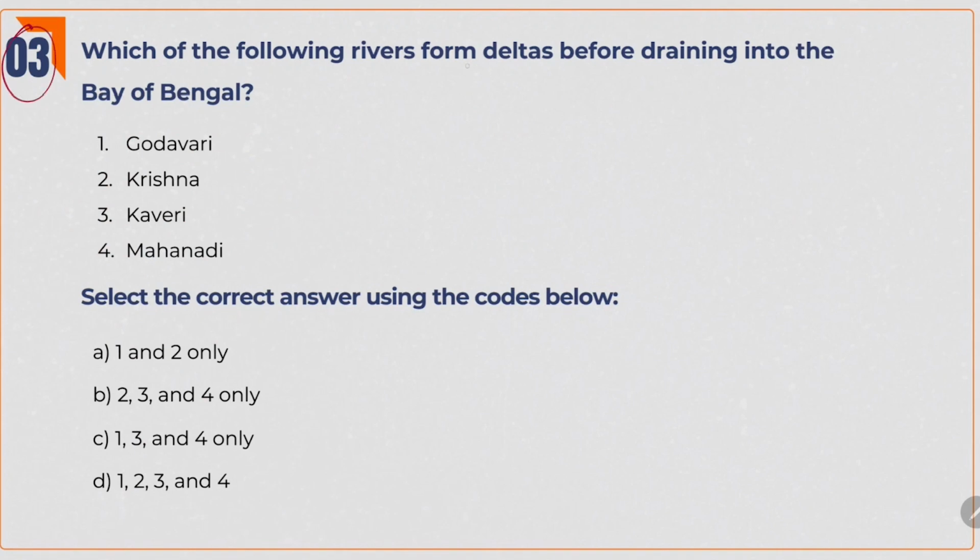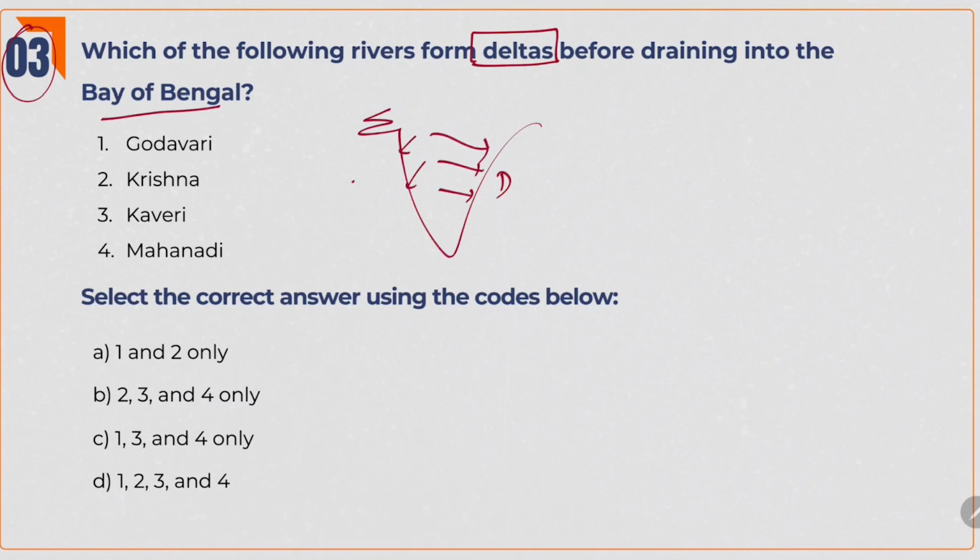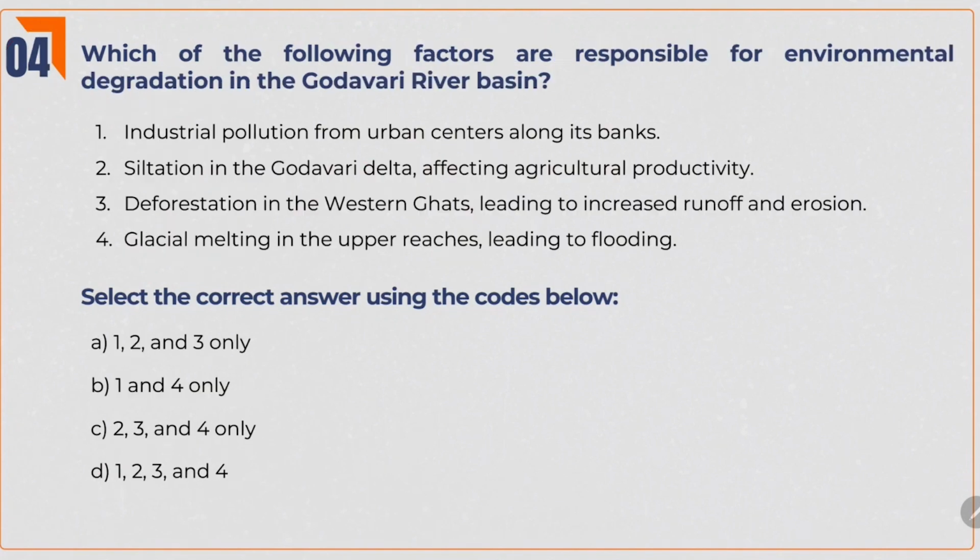Which of the following rivers form deltas before draining into Bay of Bengal? Such a silly question it is. We already discussed that all the east flowing rivers form the delta and west flowing rivers form estuary. Here Godavari, Krishna, Kaveri, Mahanadi all are east flowing rivers. So all these form delta before draining into Bay of Bengal. Answer is D. Next one.